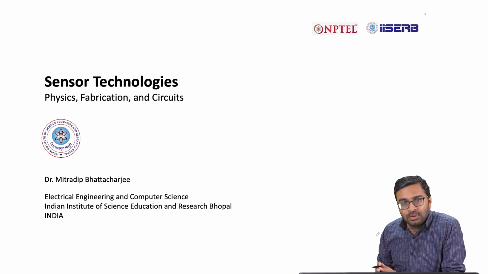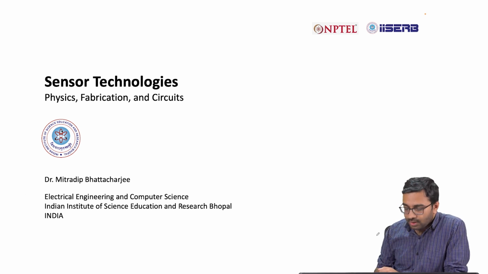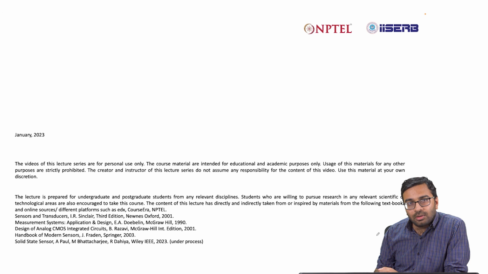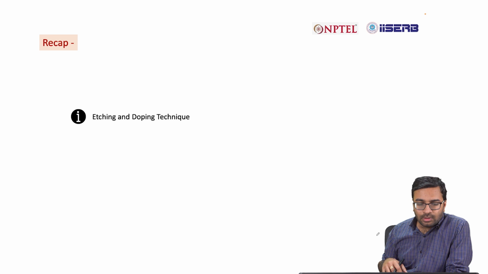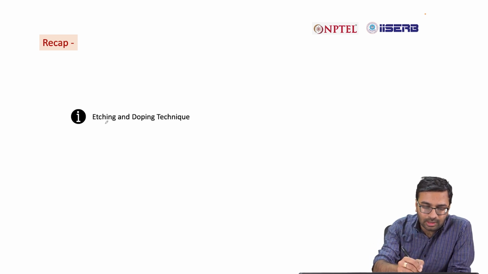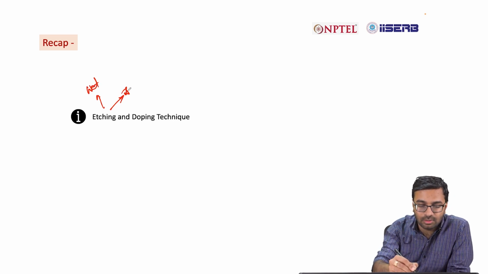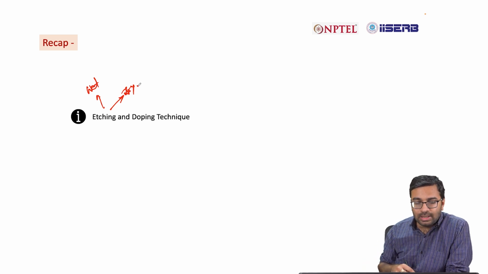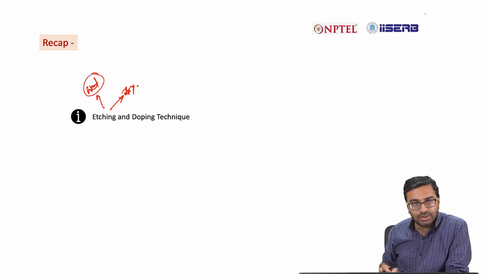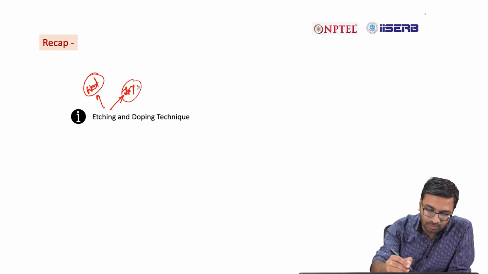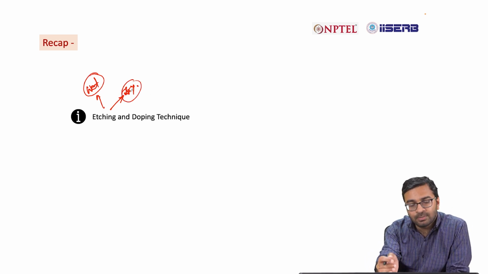Hello everyone. So in the last lecture we have seen the etching and doping techniques. In the etching process we have discussed that there are two different types of etching process. One is wet etching, another one is dry etching, and we have seen there are some limitations for wet etching, and also there are some limitations in dry etching as well. However, they have their own advantages.